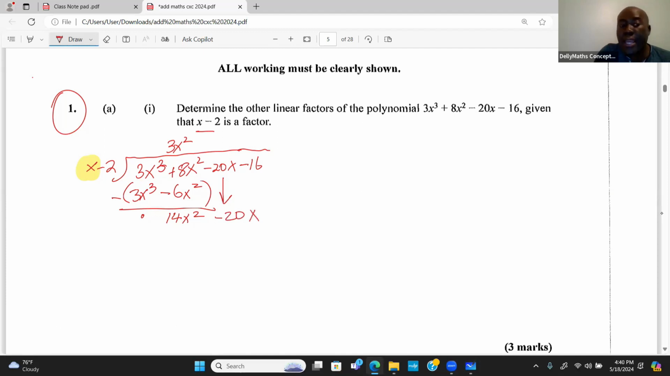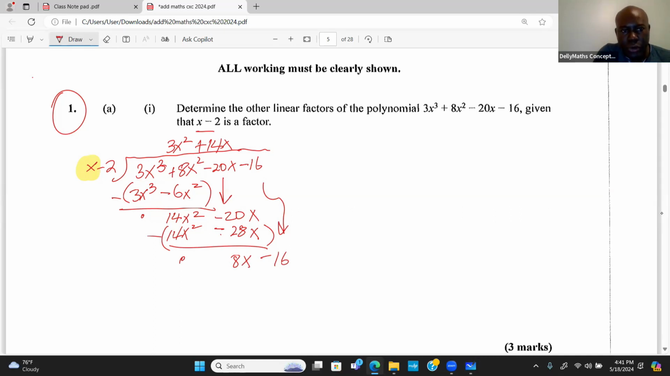Then again, the x goes into the 14x squared, and that gives us positive 14x. Then you multiply: 14x times x is 14x squared, minus 28x. What we do here is subtract: 14x squared minus itself is 0. Negative 20x minus negative 28x, minus a minus is a plus, so it is a positive 8. All right, very good, so this is positive 8 right here.